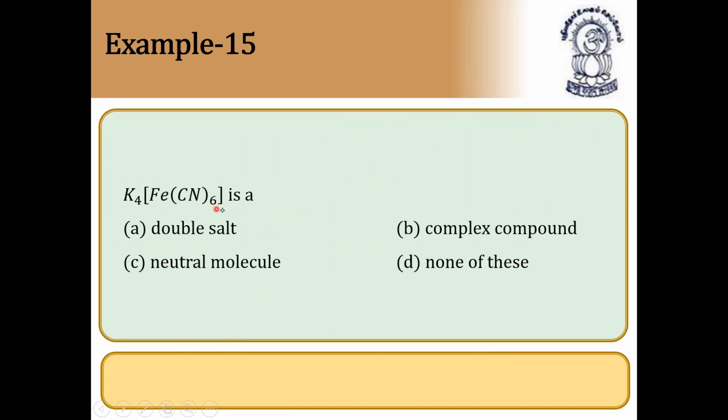K4[Fe(CN)6] is a double salt, complex compound, or neutral molecule, none of these? So definitely it is a complex compound. So the answer is B, because K4[Fe(CN)6] is a complex compound.